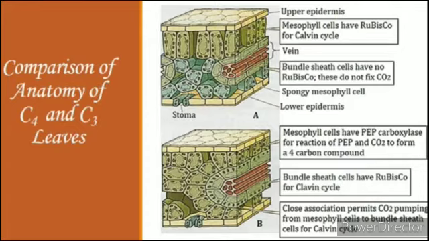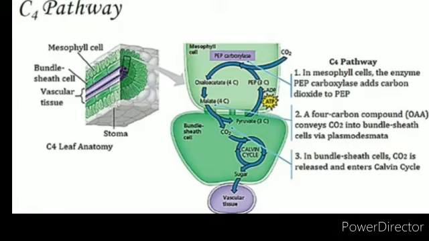In C4 leaves, mesophyll cells have the PEP carboxylase for reaction of PEP and carbon dioxide to form a 4-carbon compound. Bundle sheath cells have Rubisco for the Calvin cycle. Close association permits carbon dioxide to move from mesophyll cells to bundle sheath cells for the Calvin cycle. C4 pathway, see in the picture: in the mesophyll cells, the enzyme PEP carboxylase adds carbon dioxide to PEP, phosphoenol pyruvate. A 4-carbon compound, oxaloacetic acid, conveys carbon dioxide into bundle sheath cells via plasmodesmata. In bundle sheath cells, carbon dioxide is released and enters the Calvin cycle.